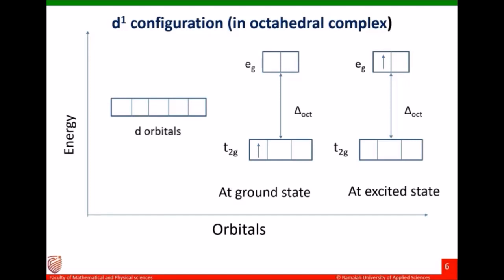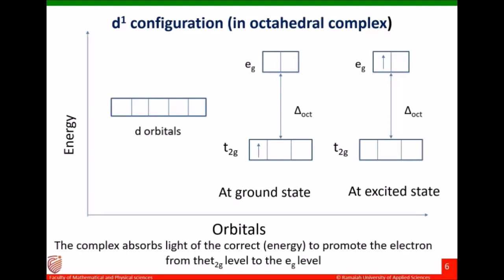So let me summarize all these statements. At the ground state, for a D1 configuration complex, the electron will be at the T2G orbital, but when it gets enough energy, that energy will be utilized by the electron for jumping from the T2G orbital to the EG orbital at excited state. So the complex absorbs light of the correct energy to promote the electron from T2G level to the EG level.